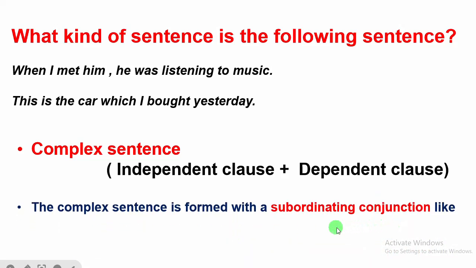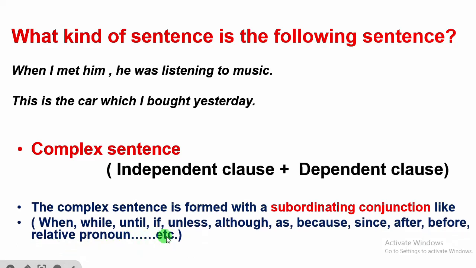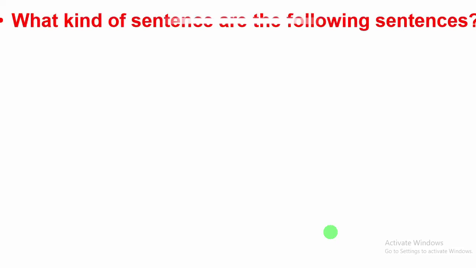Subordinating conjunctions in English are any conjunction in English except FANBOYS. Because, as we have just seen, FANBOYS we call coordinating conjunctions, and we use them to make the compound sentence. But for a complex sentence, use any conjunction in English except FANBOYS, like when, while, until, if, unless, although, because, and so on. And remember the word subordinating conjunction. That's the way we form a complex sentence. Then we move to the fourth and last type of the English sentence.